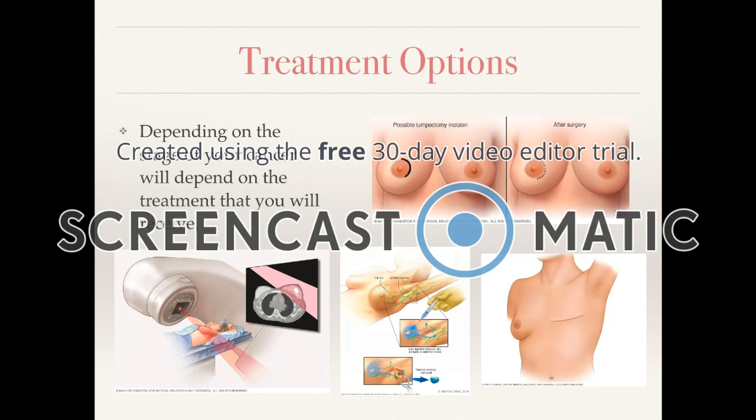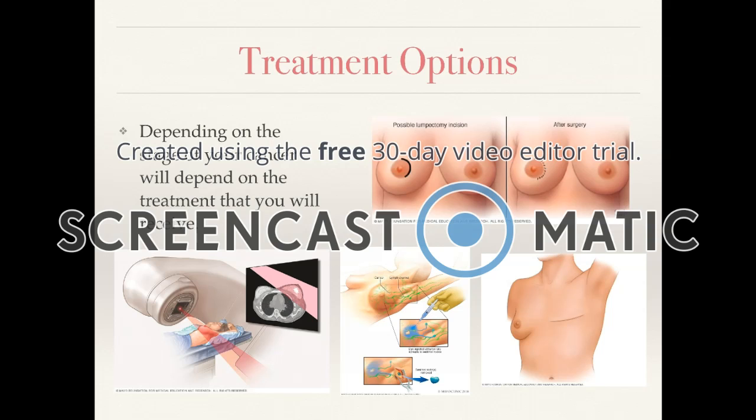Treatment options. Depending on the stage of your cancer, if your cancer isn't too metastasized, you do not have to have a mastectomy. Usually, if your cancer has invaded a larger tissue area, a mastectomy will remove all the breast tissue to prevent the spread of recurring tumor formations.